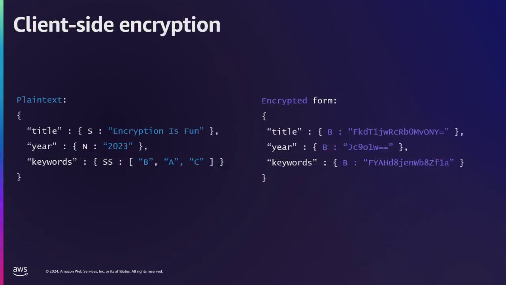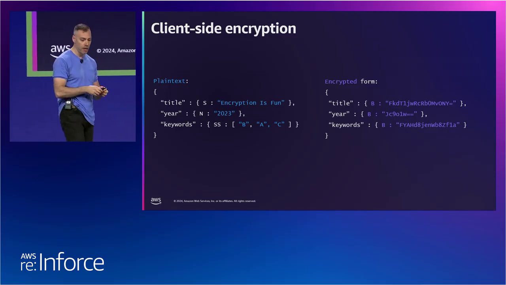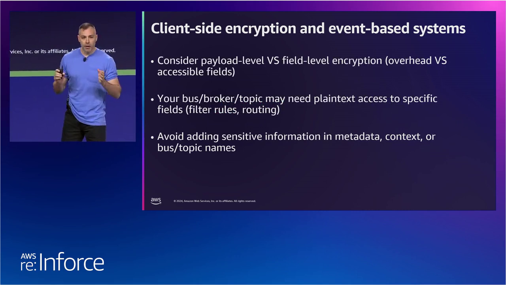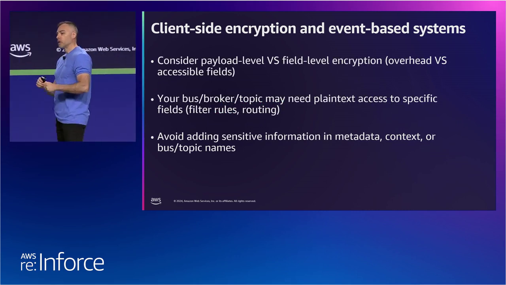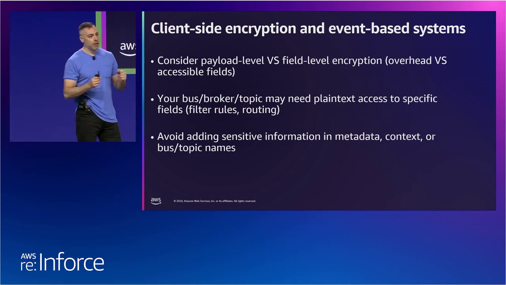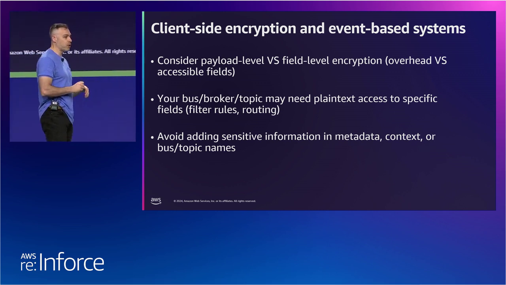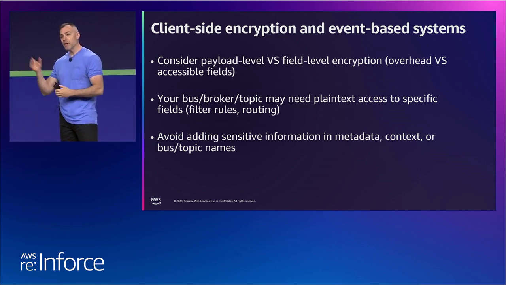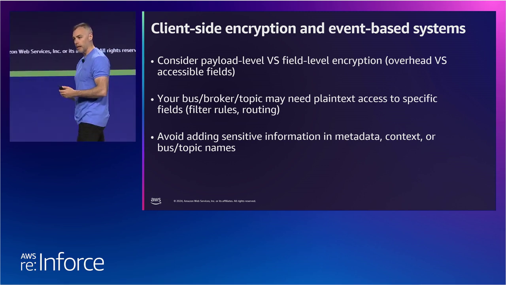This is a very simple example of client-side encryption. So I have an object on the left. On the right, I have field-level encryption, meaning that I still see the attributes, but my properties are encrypted. This is just an example of my object. Now, there are a few things to consider when you mix client-side encryption and an EDA system. You have different choices. You could decide to encrypt the entire payload or your entire object, or you may decide to do field-level encryption like we just saw in the previous slide.